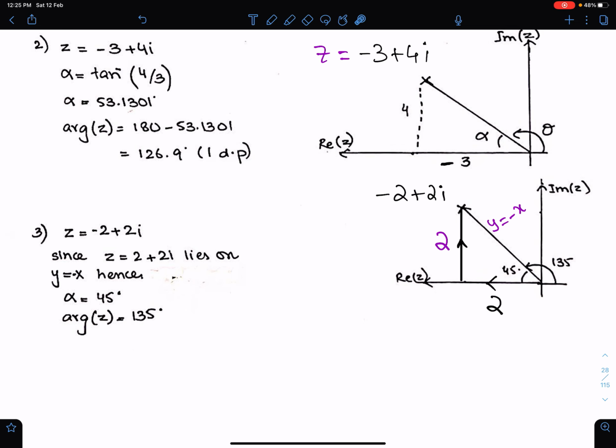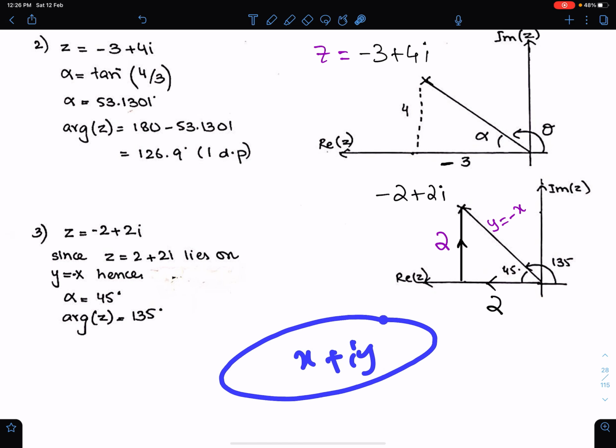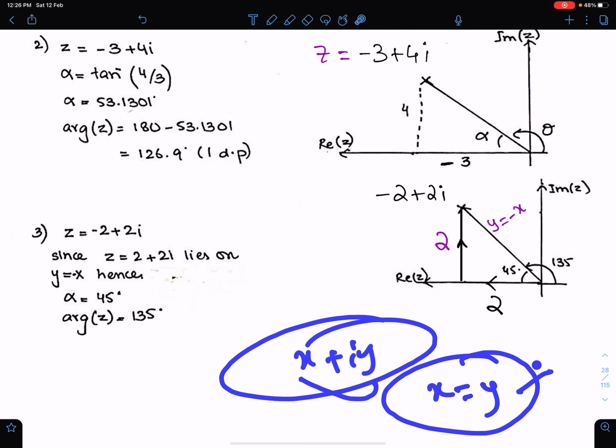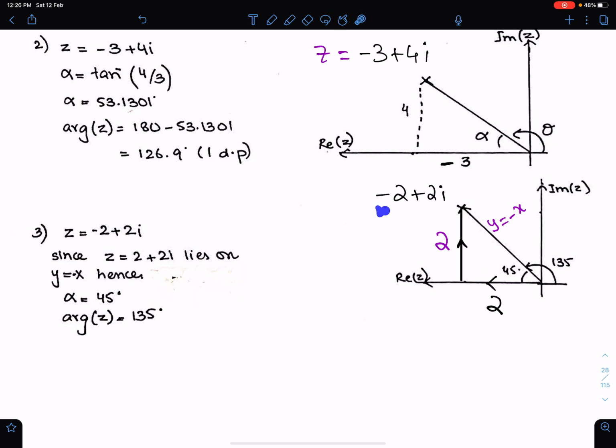So if both the real and imaginary parts are same, then the equation will be either y is equal to x or y is equal to minus x. In this case, since x is negative, the equation is y is equal to minus x. You can easily differentiate the equation if you sketch the complex number correctly on Argand diagram.